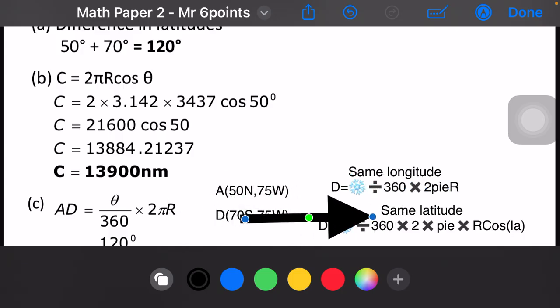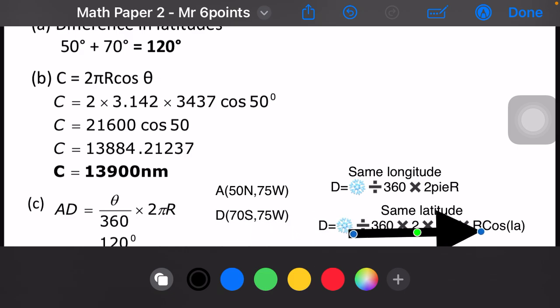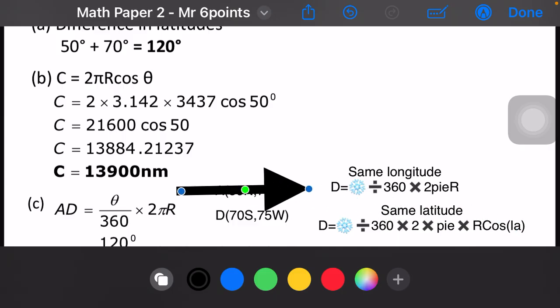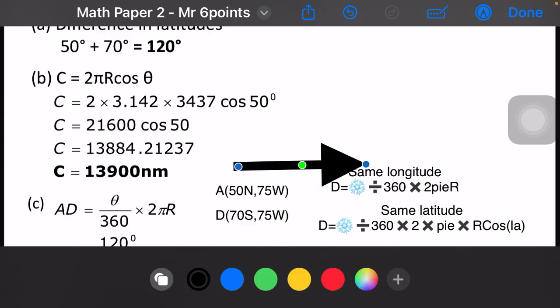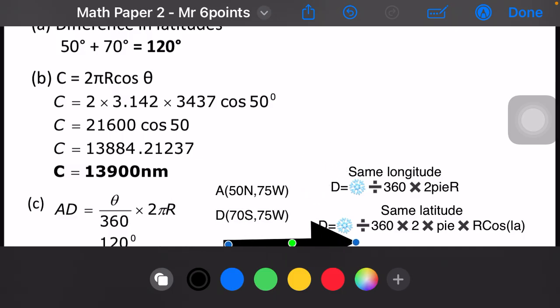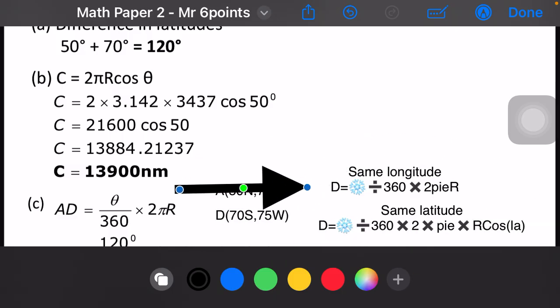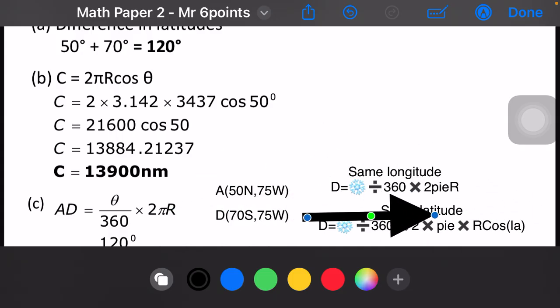The other thing, when you have been given the same latitudes, the formula you're going to use is this one here, which says distance is equal to pi divided by 360 times 2 times pi times r cos latitude. Let's try looking at the example. These are the only formulas which are important under Earth geometry. You need to know this. When you have the same longitude, which formula do you use? You use this one. When you have the same latitude, which formula do you use?